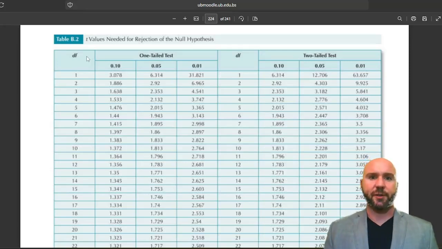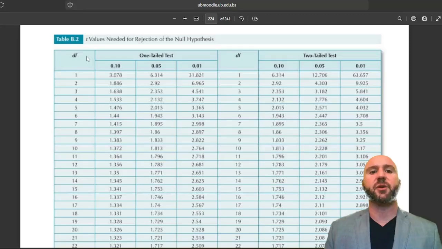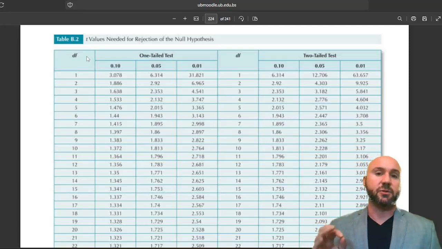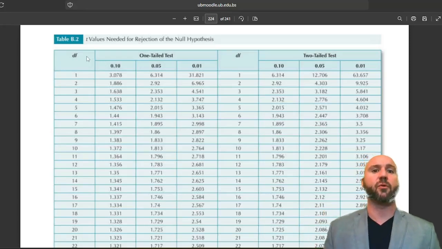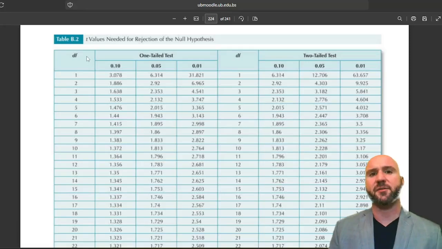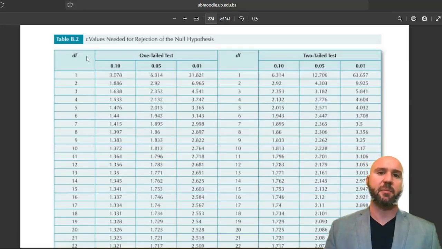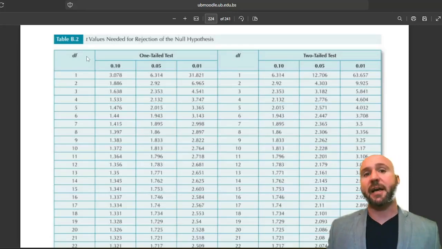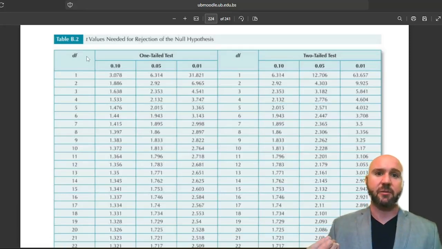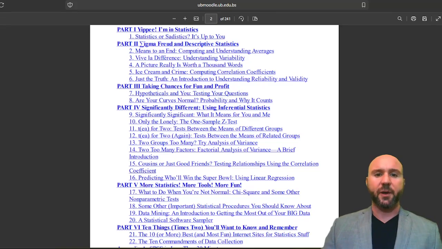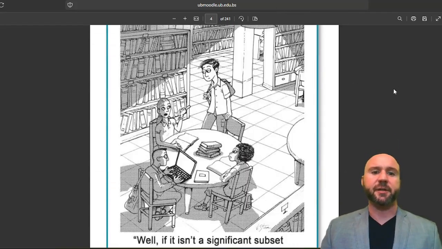So these are the degrees of freedom that you need to locate the critical value in order to tell whether your obtained value has surpassed the threshold for rejecting the null hypothesis, retaining your research hypothesis, and therefore providing evidence that the data that you're looking at are not due to chance alone, or at least not likely due to chance alone. So we will be moving throughout the textbook.